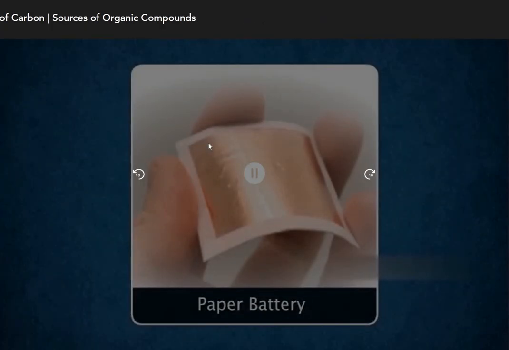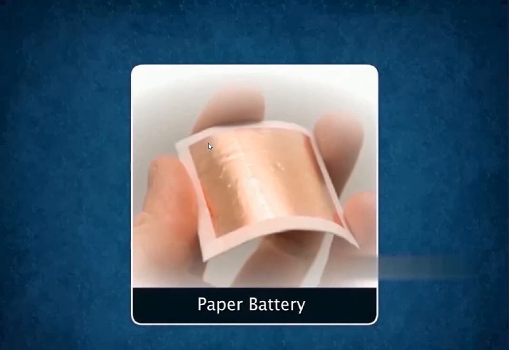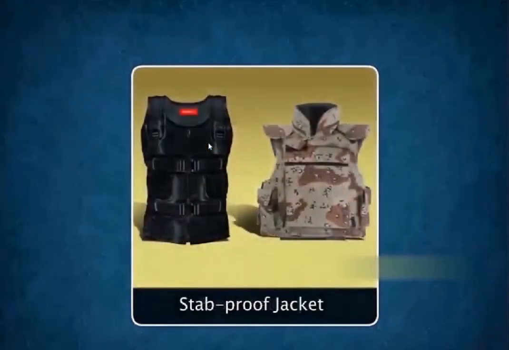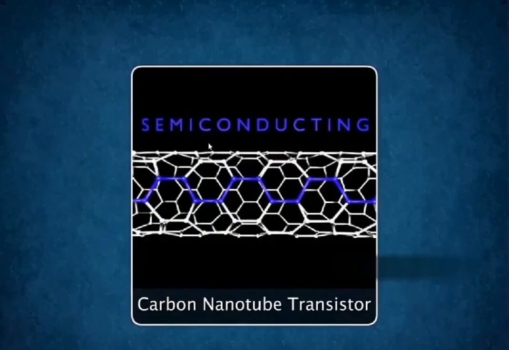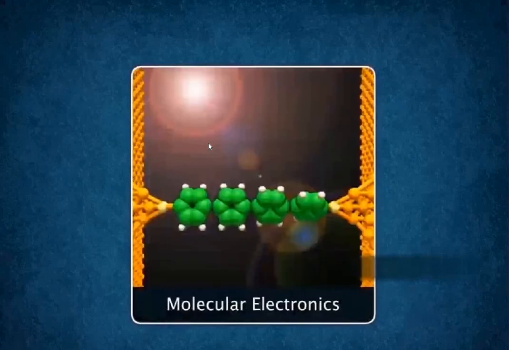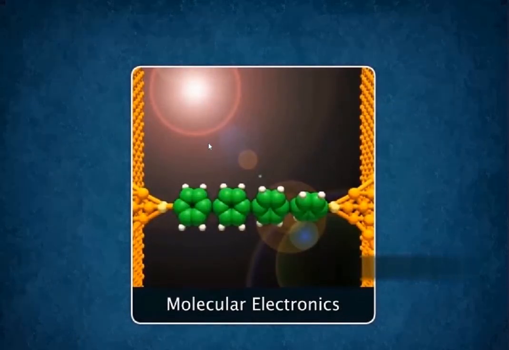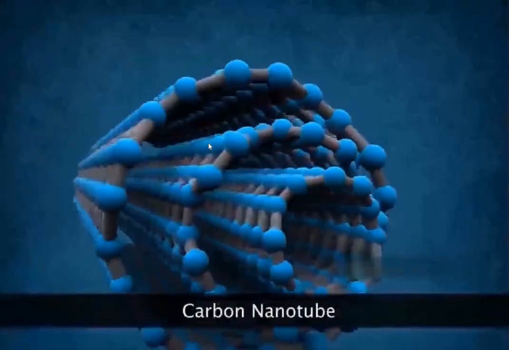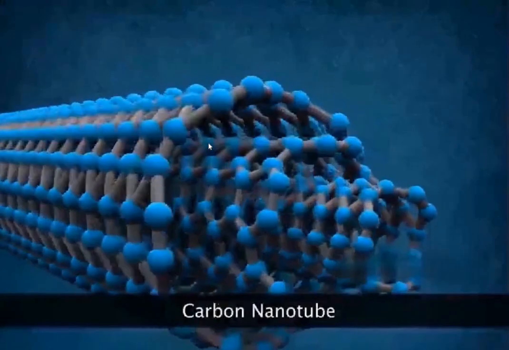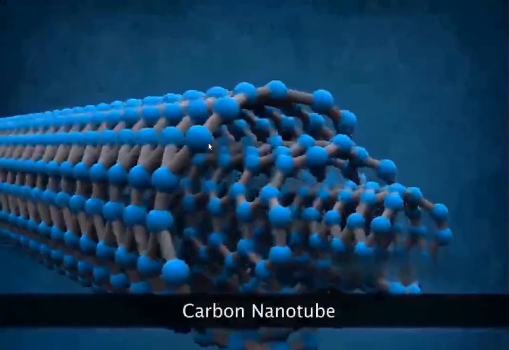Can you imagine paper acting as a battery? Do you know stab-proof and bulletproof jackets are made with carbon? Have you ever thought about a transistor being made with carbon? Have you heard of the growing field, molecular electronics? Scientists say the next big thing after the internet is CNT, carbon nanotube.